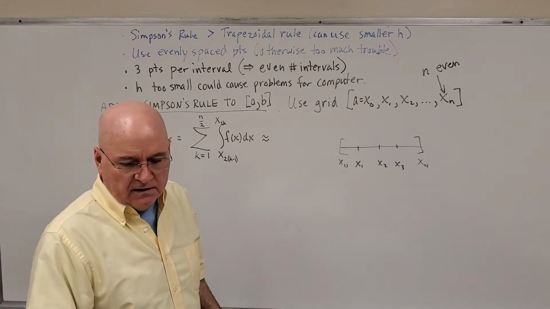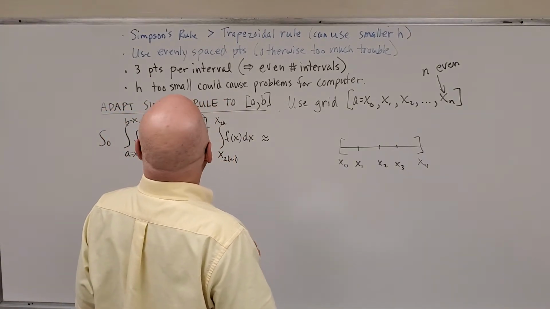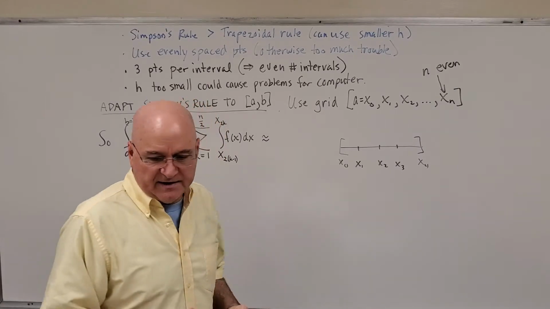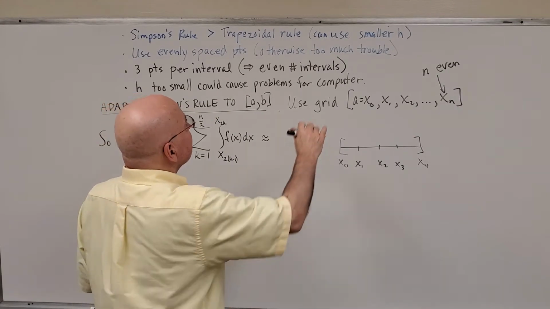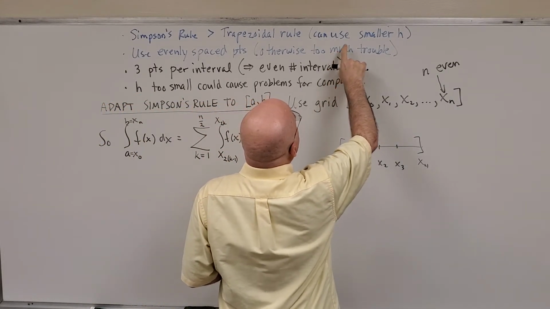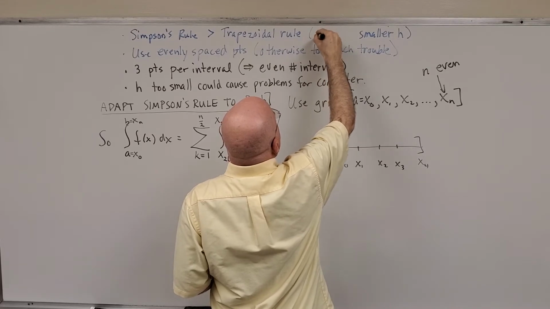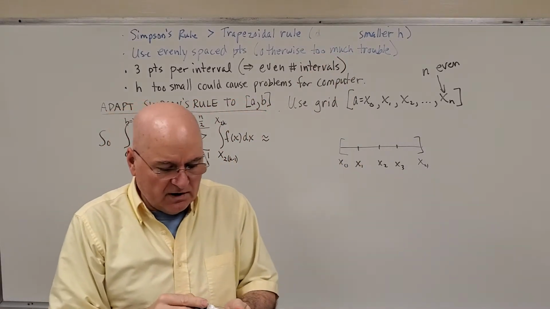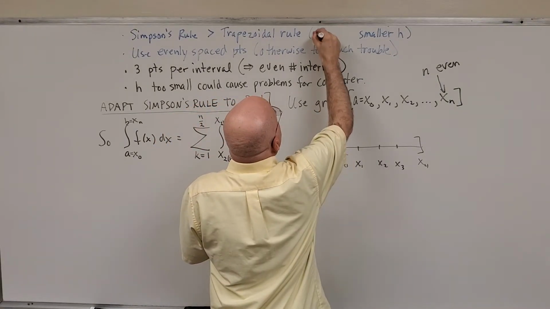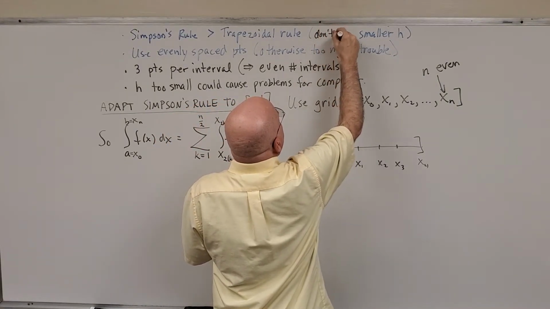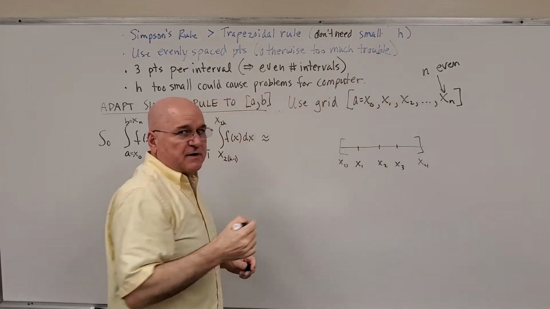You actually don't need as small of an h value. Don't need a small h compared to the trapezoidal rule.